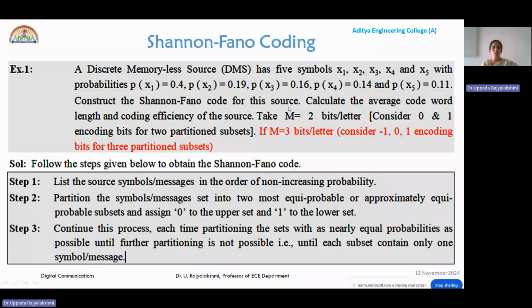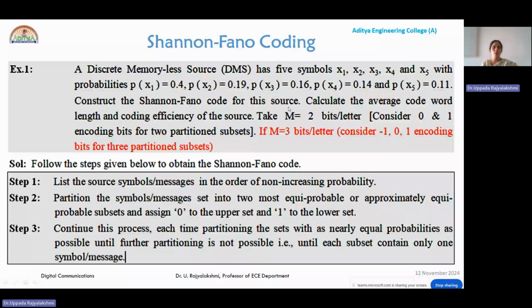If you see the x1 probability, there is no possibility to partition here because the subset consists of only one element. Similarly here also the subset consists of only one element, and here also only one element. But if you see the lower subset, it has 2 elements. So again there is a possibility of partitioning into 2 subsets, assigning 0 to the upper subset and 1 to the lower subset.